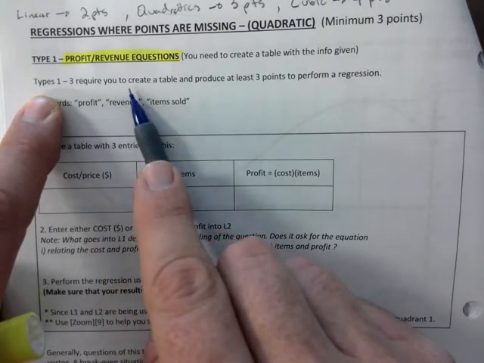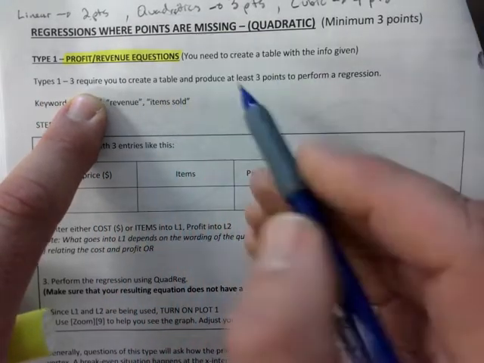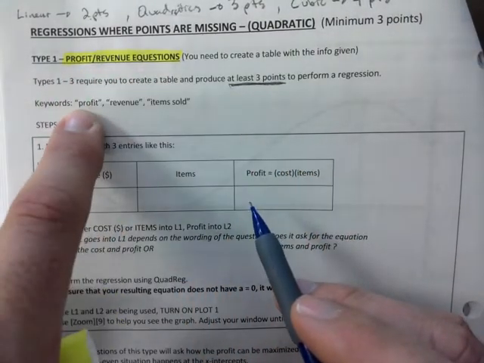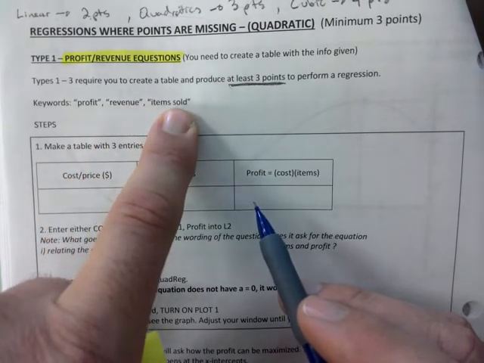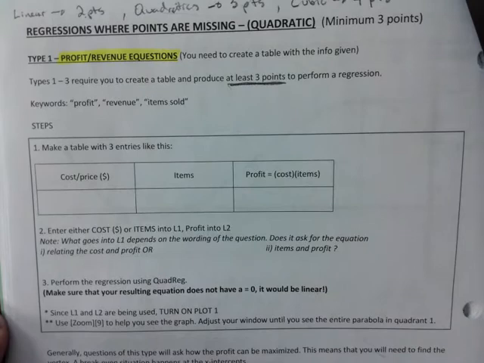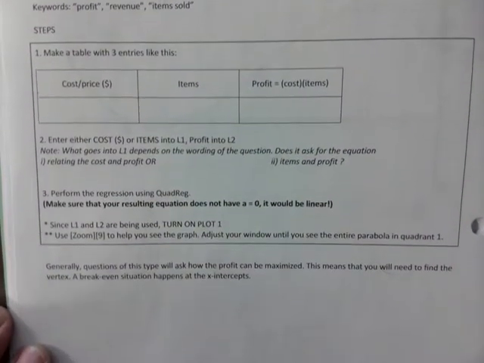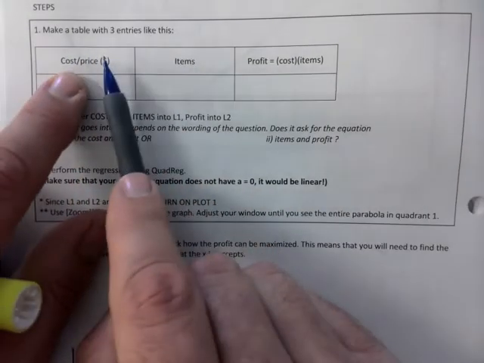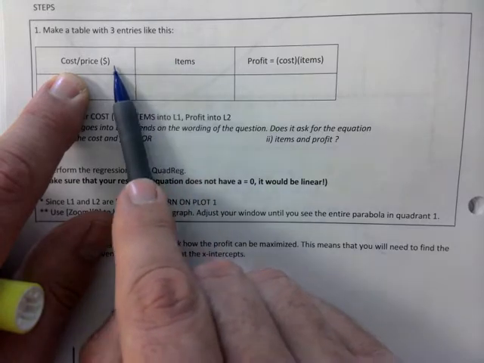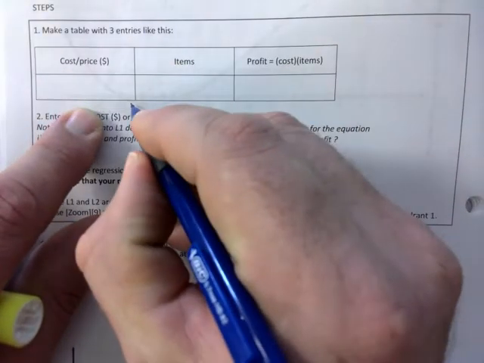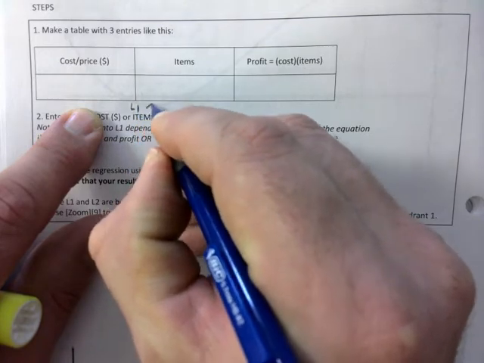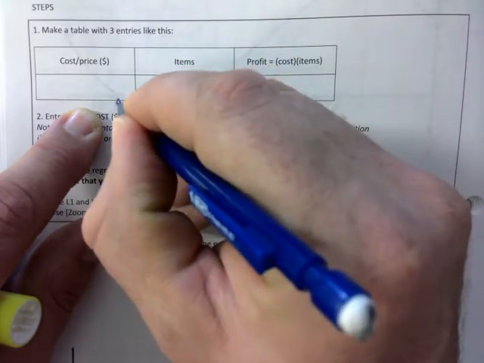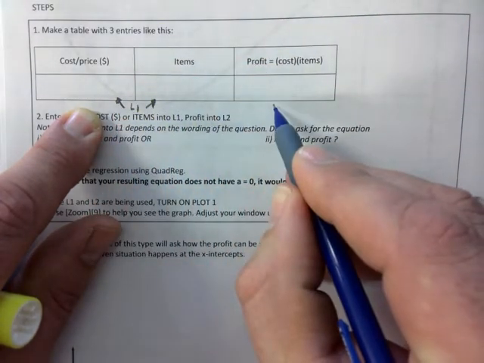Types 1 to 3 require you to create a table to produce at least 3 points, there it is again, to perform a regression. Keywords for this type of question are profit, revenue, items sold, and so forth. Then you will know, okay, this is definitely one of these. These are your steps here. You're going to make a table with the 3 entries. L1 will have to be one of these, so your X values will either be the items sold or rentals or tickets sold or whatever. But the last one is always L2.